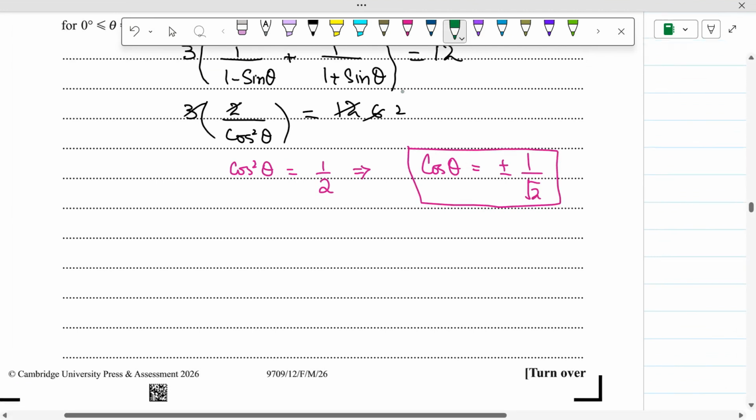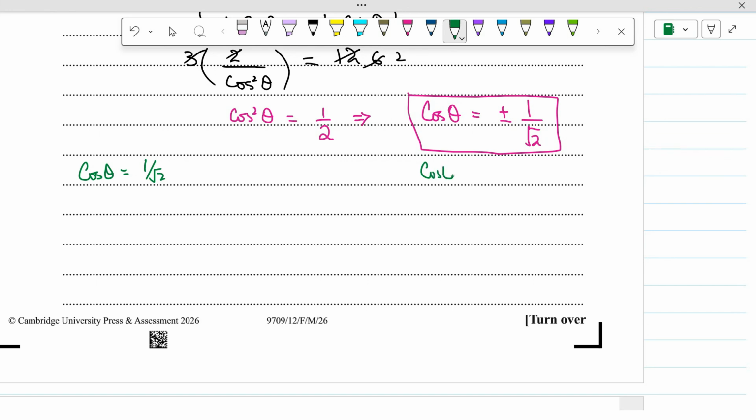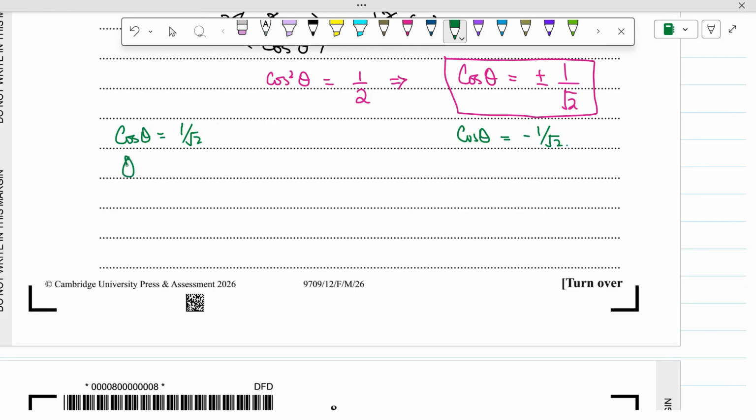We need to find the values of theta, and we have two cases. So cos of theta is equal to 1 over under root 2, and on the other side cos of theta is equal to negative 1 over under root 2. Now we solve this one. So theta is equal to cos inverse of 1 over under root 2, which is equal to 45.